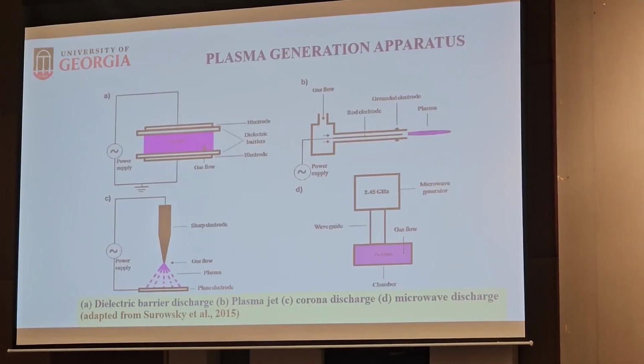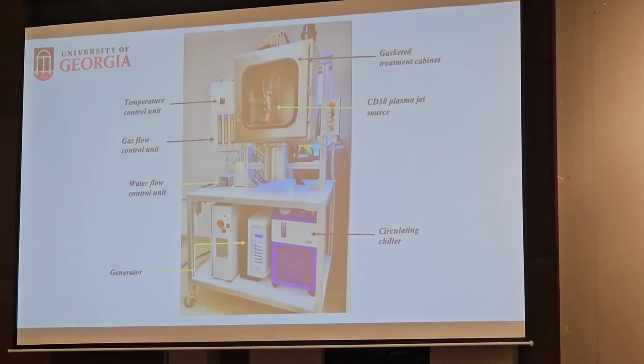I'll show a quick picture of a few types of devices. There are a lot more types. On your left side, it's a dielectric barrier discharge type plasma device. Then there's a plasma jet and corona discharge, which is mostly for somewhat higher temperature applications. We have microwave type discharge. Nowadays, a lot of people use dielectric barrier discharge type units, but others are also available.